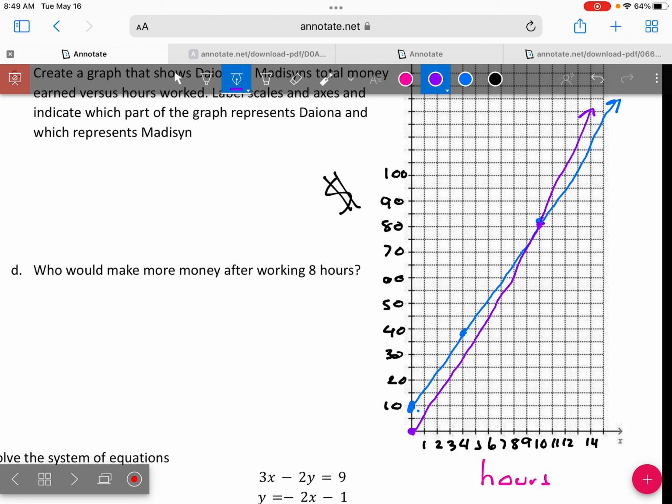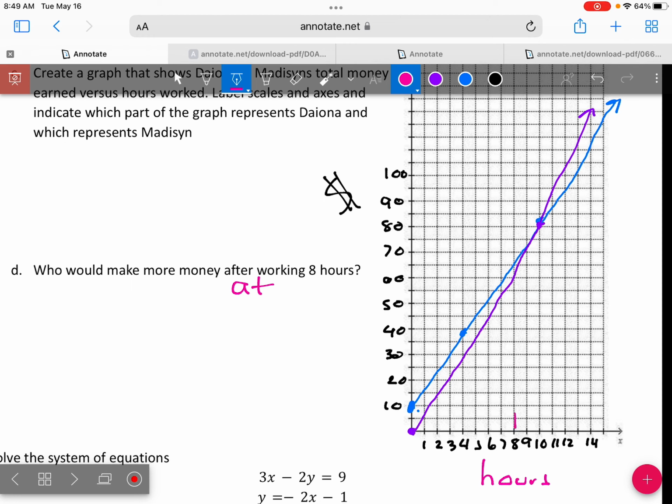Once you make your graph, there's going to be a question asking you to analyze. Who makes more money at 8 hours? And do not overthink it. When it says after working 8 hours, it means at 8, who's making more? I don't know why, but that grammar tends to make people overthink it.